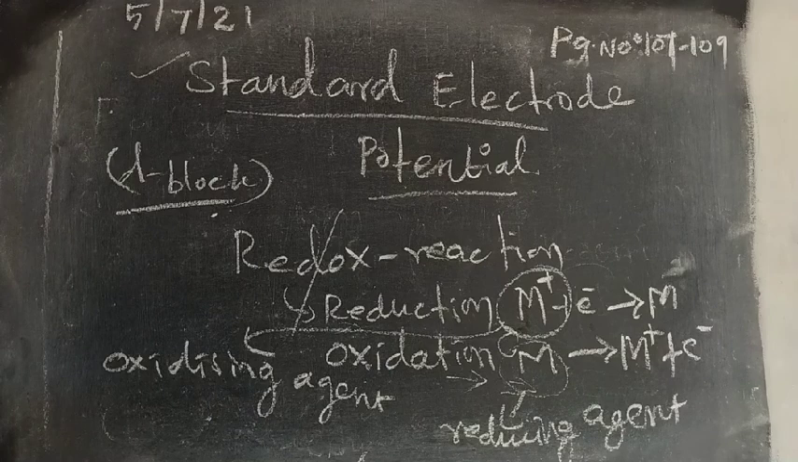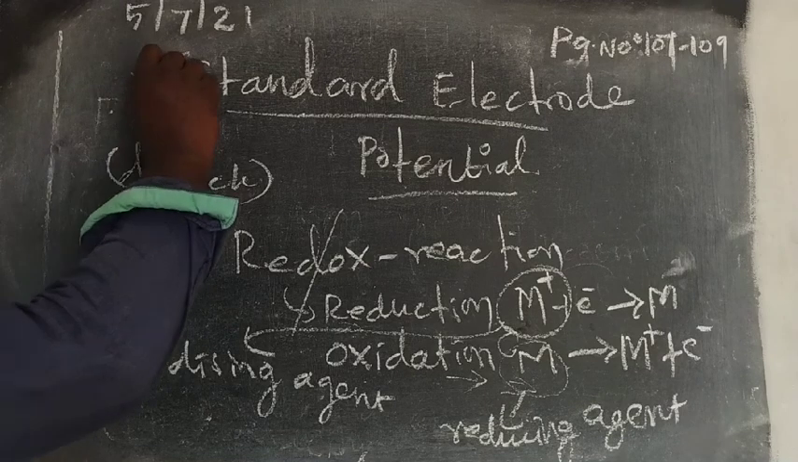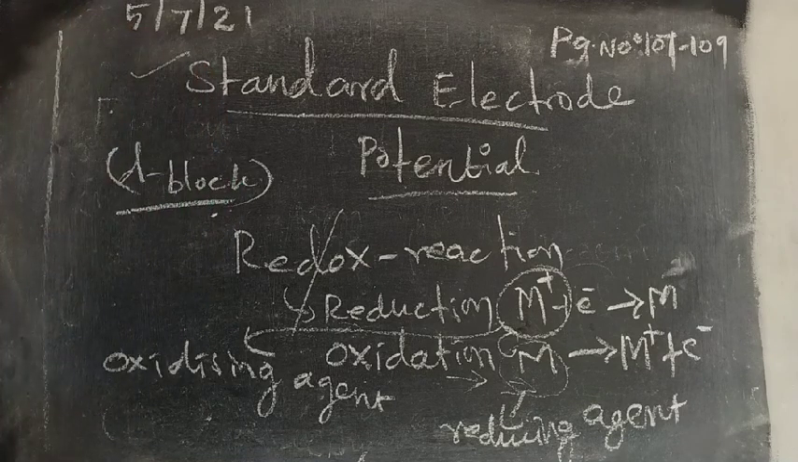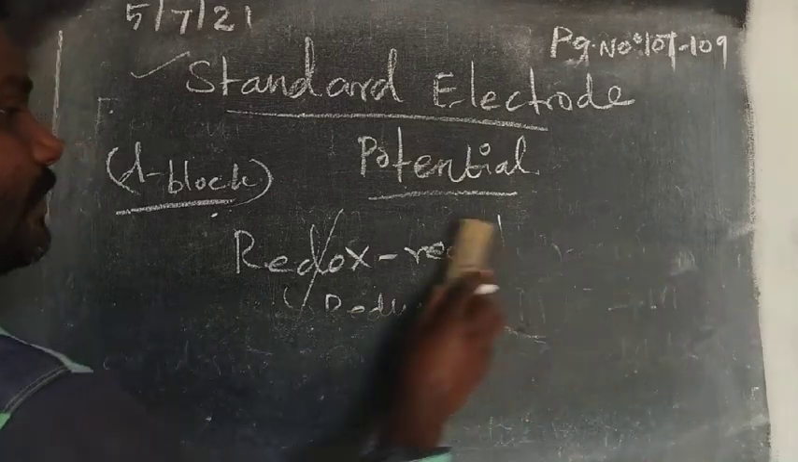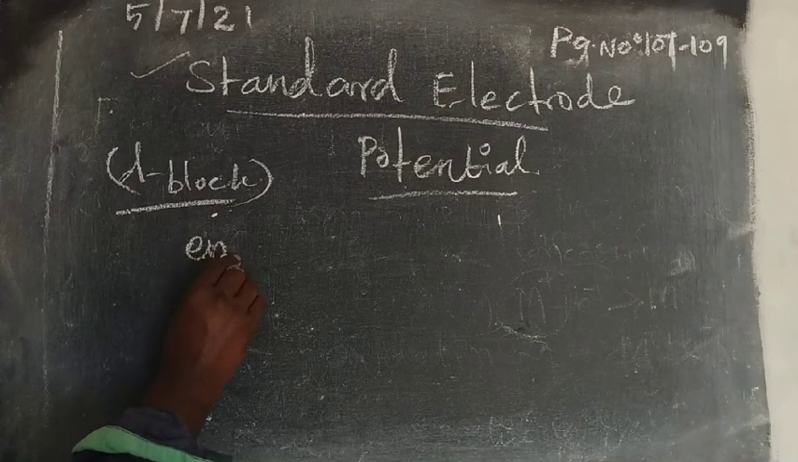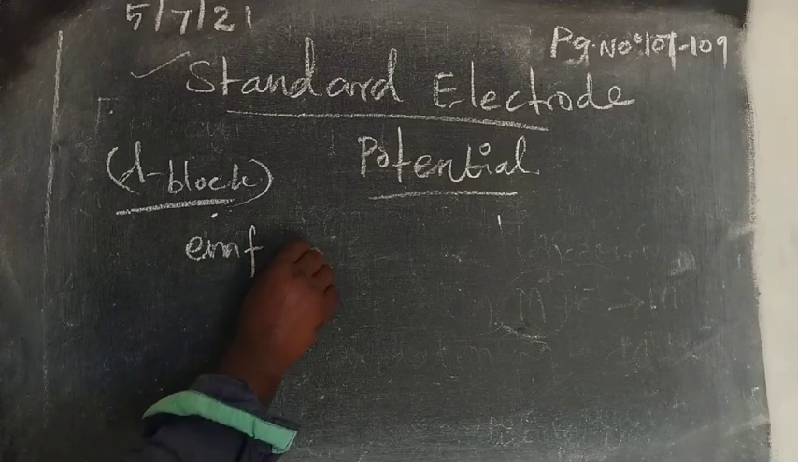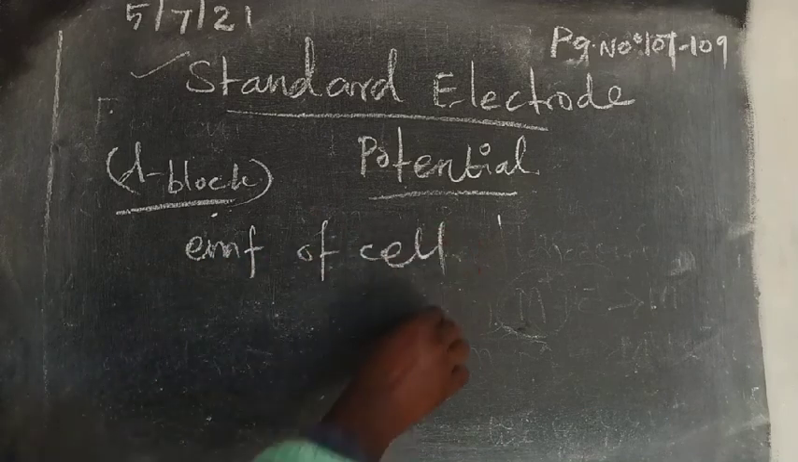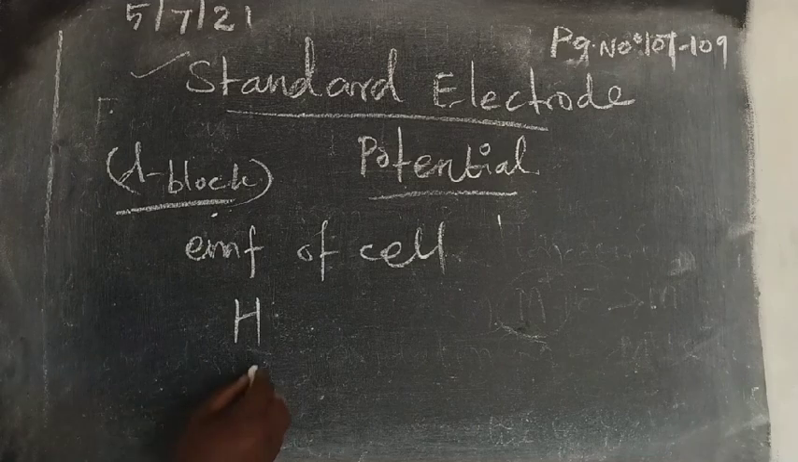How will you find the value or reducing power of the element? We need standard electrode potential. By using standard electrode potential, we can measure the reducing power of the elements. Let us see what is standard electrode potential. The standard electrode potential is nothing but the EMF of a cell which is made up of hydrogen molecule.